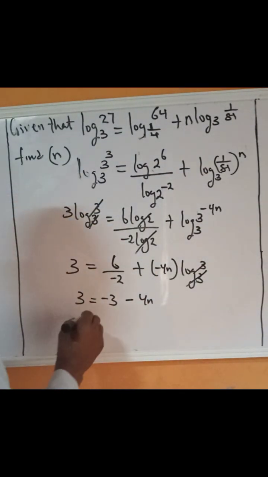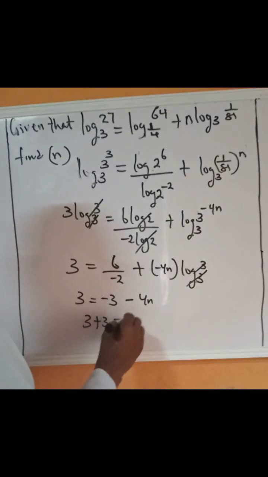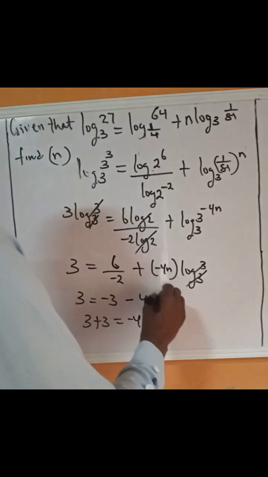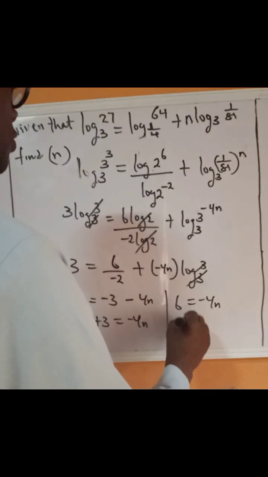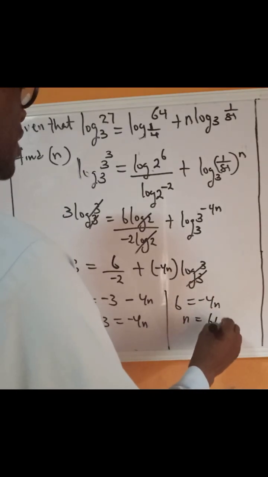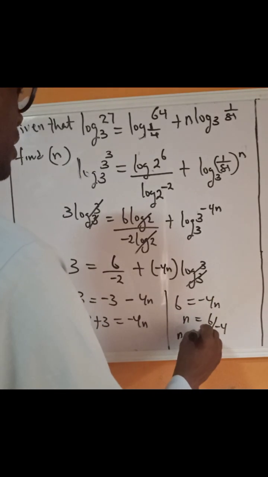What do we have? We now have 3 plus 3 equal to minus 4n. And if we look at it, this will give us 6 equal to minus 4n. So our n will now be 6 over minus 4, which is n equal to minus 3 over 2.